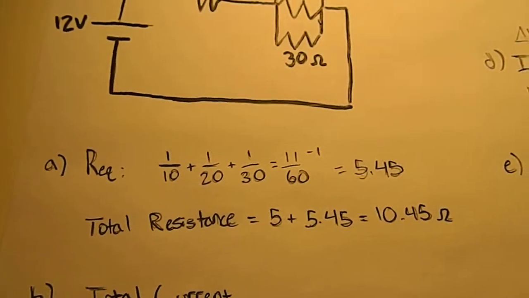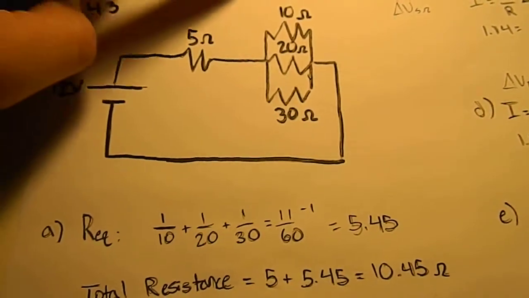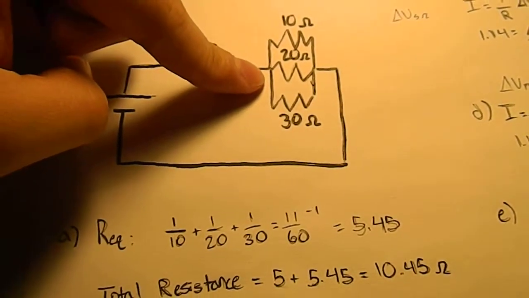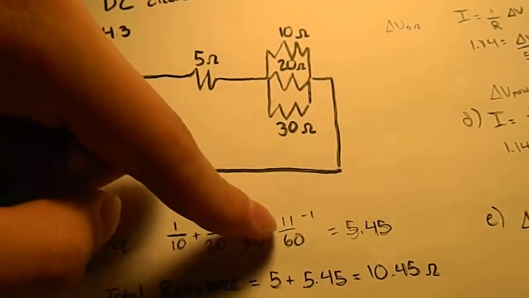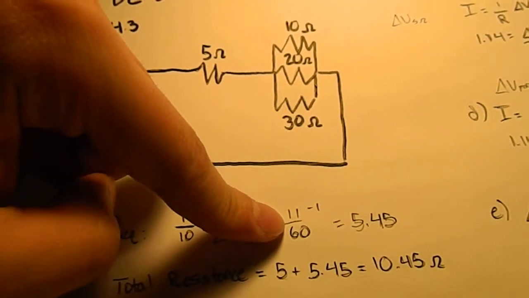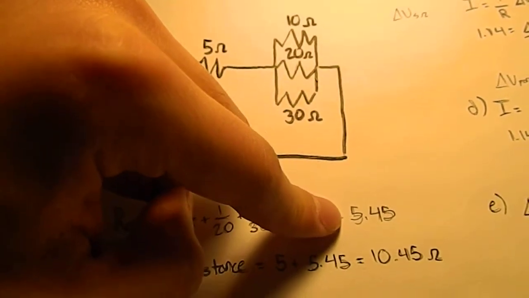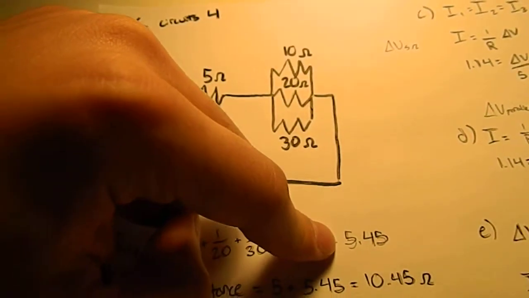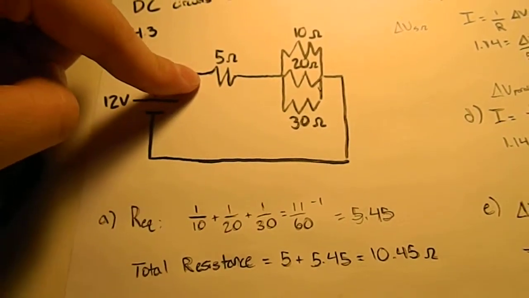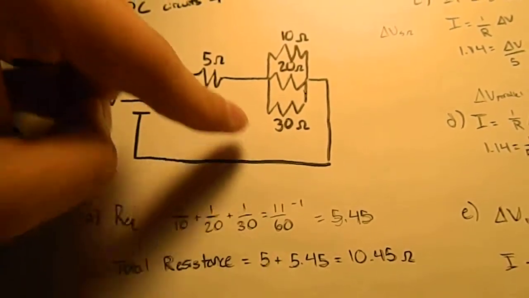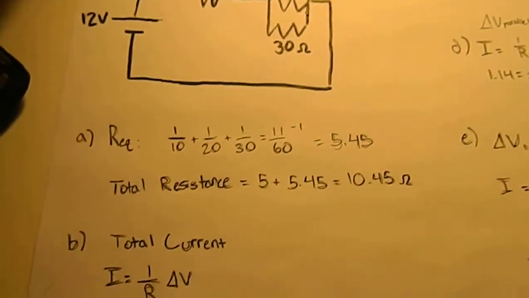For part A, it asks you to find the total resistance. First, you add up the reciprocals of all the resistances in the parallel circuit, and you get a value of 11 over 60. Then you take the reciprocal of that, which gives you a resistance of 5.45 in the parallel circuit. Then to find the total resistance, you just add the 5 from the series circuit plus the 5.45 from the parallel circuit to get a total resistance of 10.45 ohms.